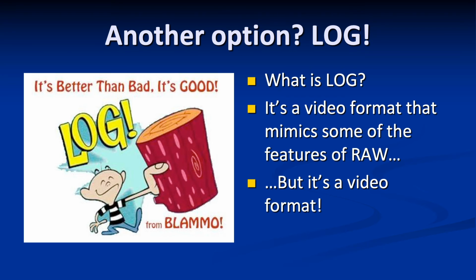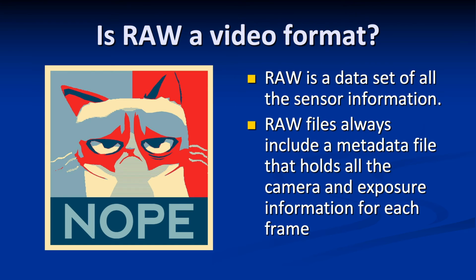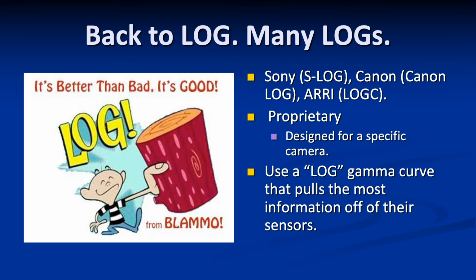Another option to use besides RAW is something called log. Log is a video format that mimics some of the features of RAW, but preserves things like contrast and sharpness and aperture, but it's also a video format, so log files can be viewed and sent and watched on a monitor. So there are many kinds of logs as well. Log is as proprietary as RAW. Sony has S-Log, Canon has Canon Log, Arri has Log C.